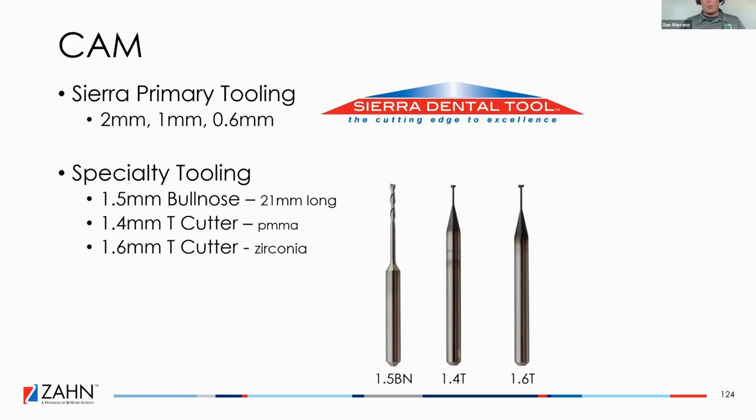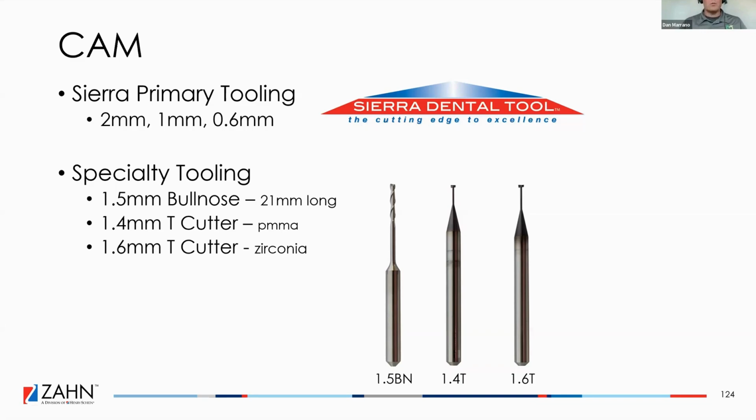Most of you that have tried to work on these cases, these direct to multi units, then run out of milling length with your 13 millimeter Sierra 1 millimeter tool. So that bullnose comes into play there.